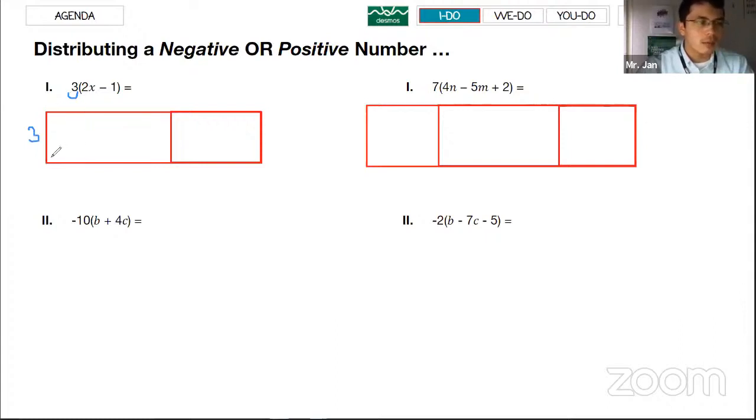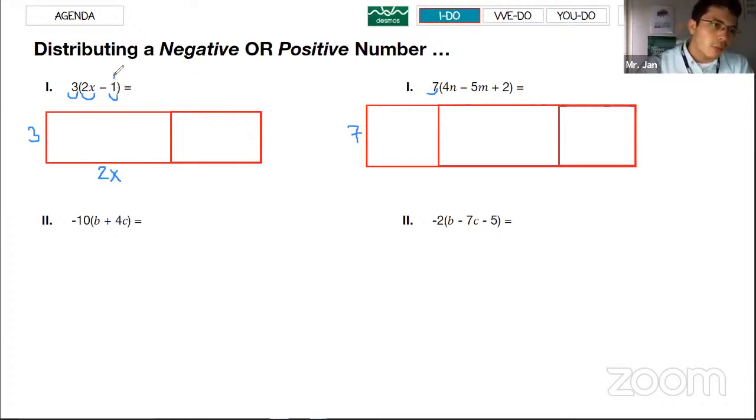So because you're multiplying with 3, and for this one, if you're multiplying the whole parentheses with 7, the height of all the rectangles would be 7. Now you need to break it down. So the first term is 2x, so the width of the first rectangle is 2x.